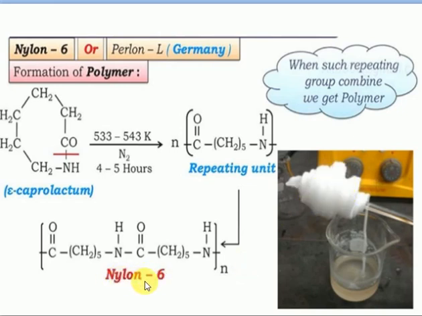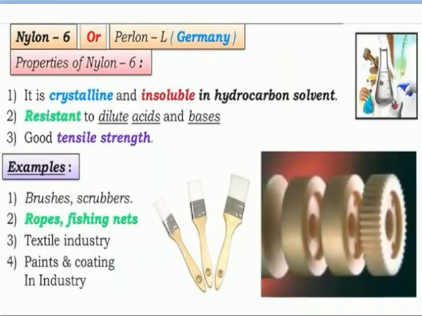Remember students, very important: the nylon 6 formula is [C(=O)(CH2)5NH]. Look, the amide bond is there, and (CH2)5 is there. This kind of arrangement is called nylon 6 only.